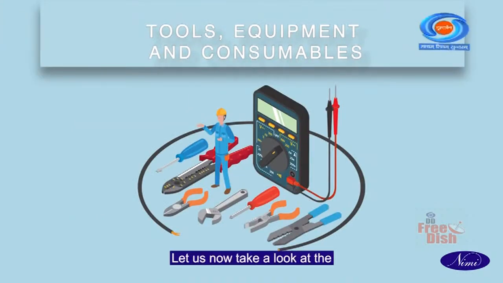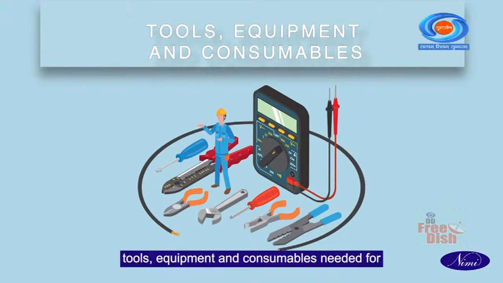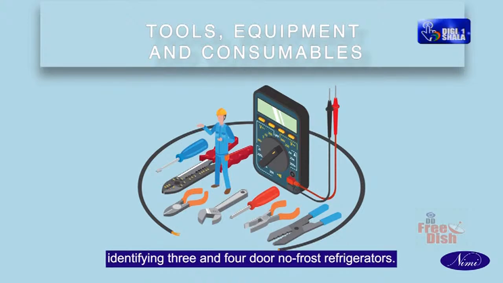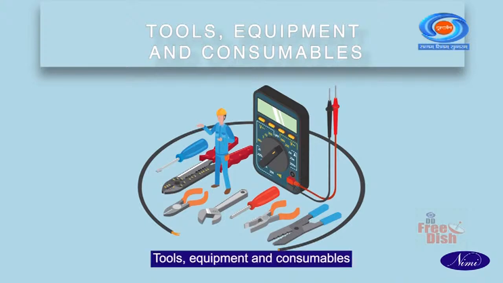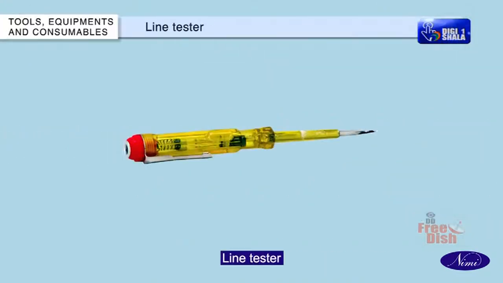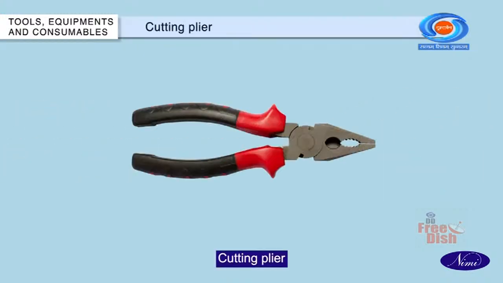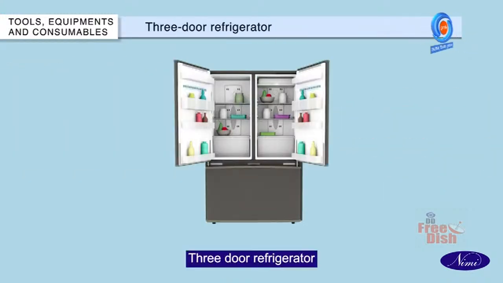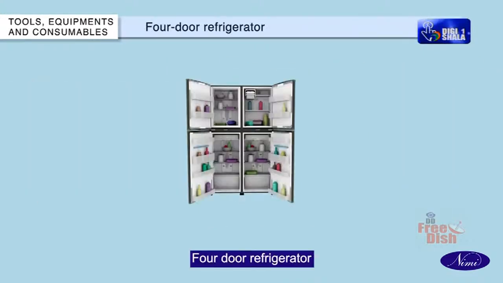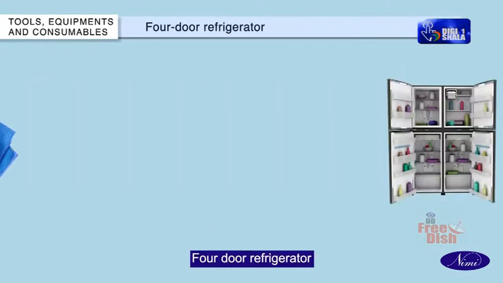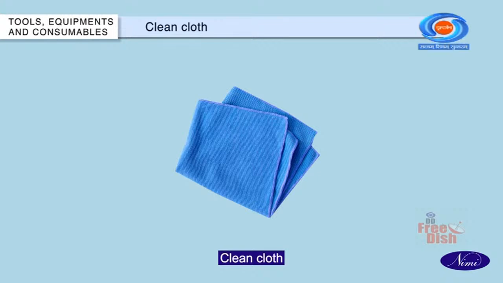Let us now take a look at the tools, equipment and consumables needed for identifying 3 and 4-door no frost refrigerators. Tools, equipment and consumables: line tester, screwdriver, cutting plier, 3-door refrigerator, 4-door refrigerator, clean cloth.